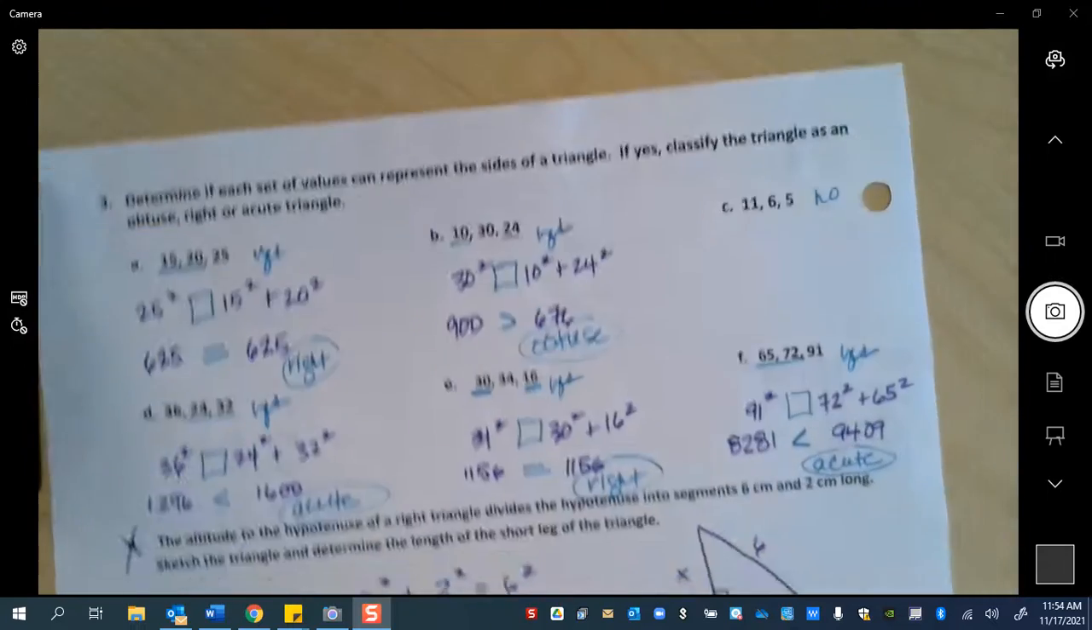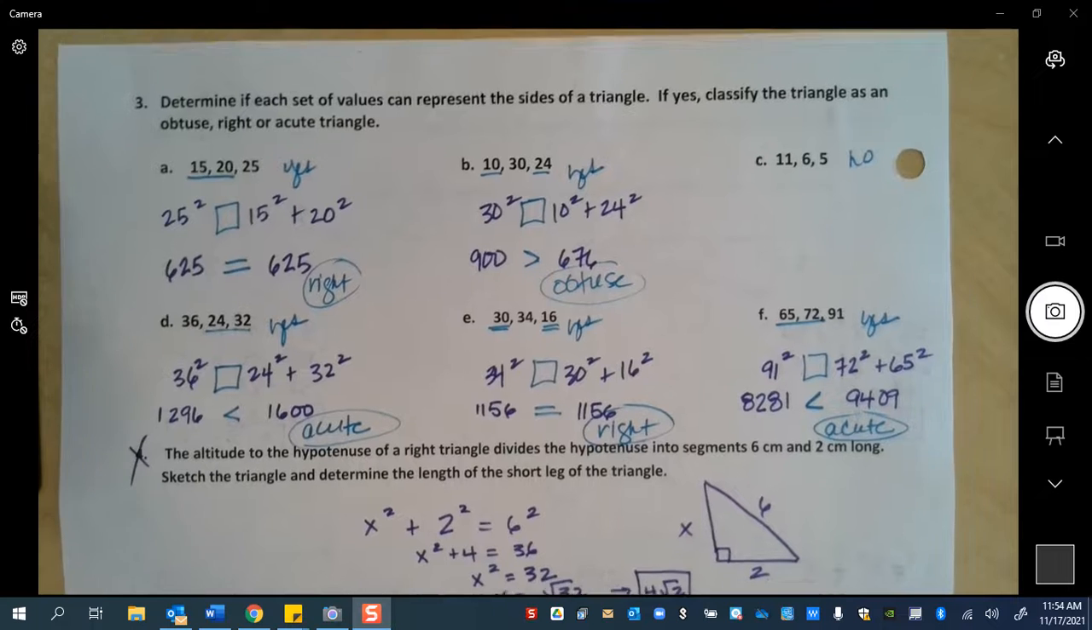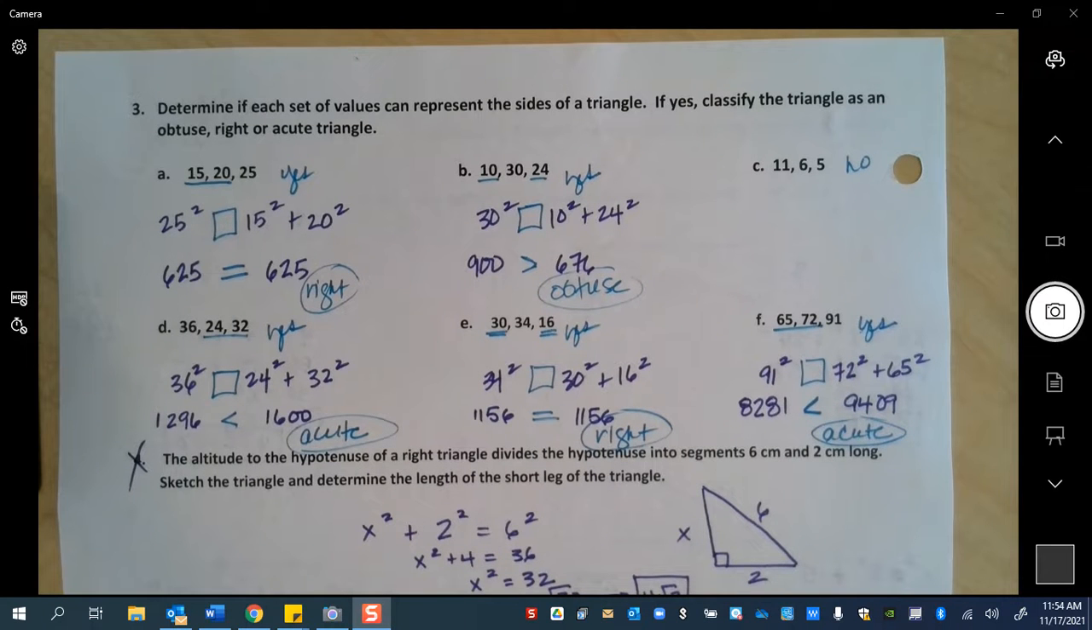All right, let's look at page 2. Determine if each set of values can represent a triangle. So it's more of the same thing. You almost start wishing for these because it's so much less work. So you're like, come on, lucky, not a triangle. Because it's so much less work.